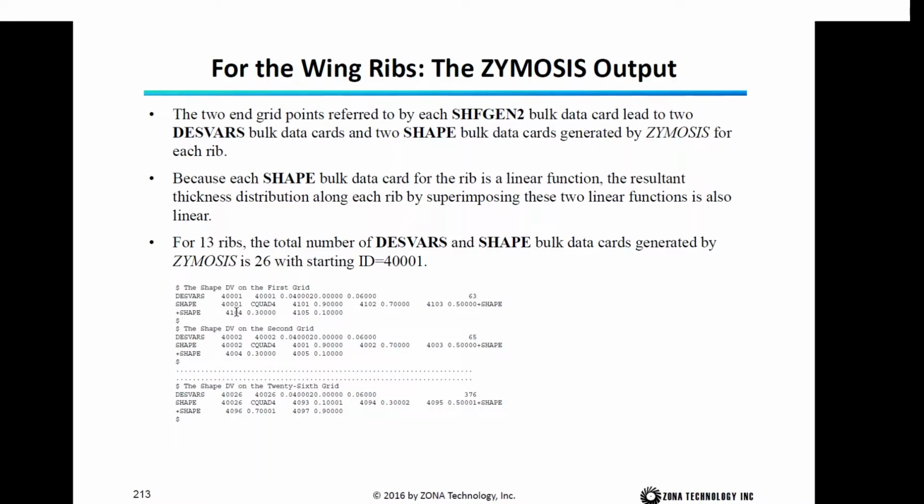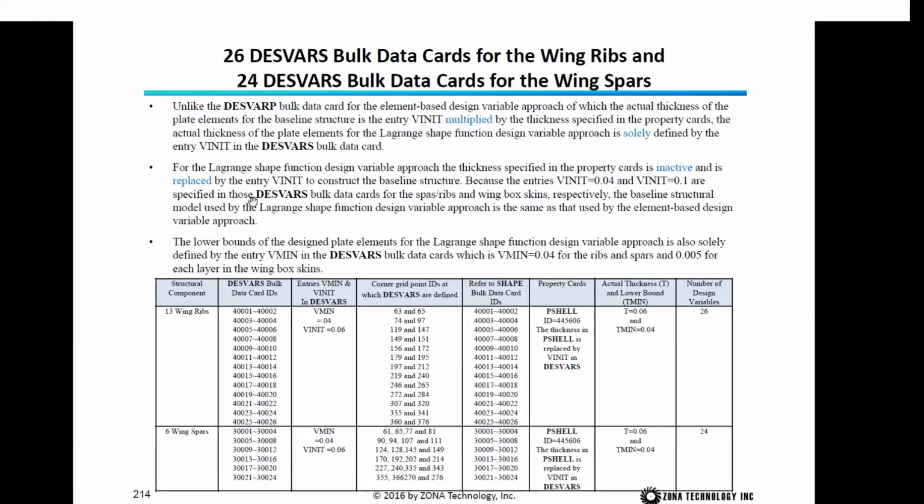And you refer to the shape card, so it lists out the sequence for ID along the first rib, and this value are the linear shape functions. So we have 26 DESVARS S for the wing rib, and 24 DESVARS S for the wing spar. And note that unlike the DESVARS P cards for element based design variable approach, of which the actual thickness of the plate element for the initial structure is the entry V init multiplied by the thickness listed in the property card. For DESVARS S, the actual thickness of the plate element for the Lagrange shape function design variable approach is solely defined by the V init in the DESVARS S.